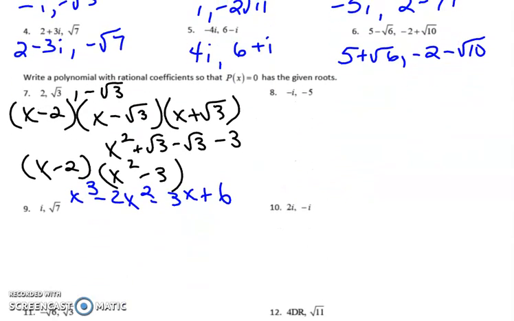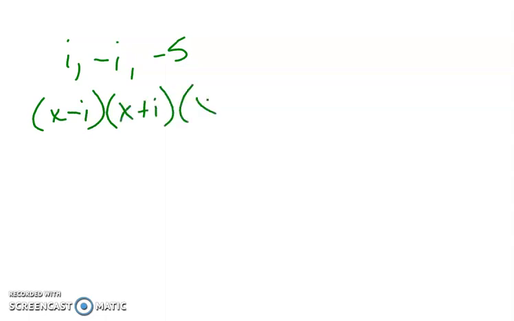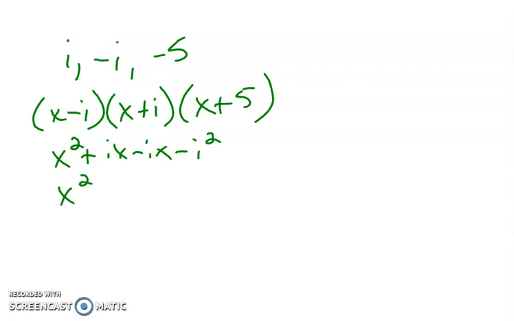Now, with i, you know we're going to have negative i and positive i. So let's do this on a separate page. If I have i, negative i, and negative 5, let's say that becomes x minus i and x plus i and x plus 5. So this becomes x squared plus ix minus ix minus i squared. So we get x squared minus i squared, which we know is negative 1. So this becomes x squared plus 1.